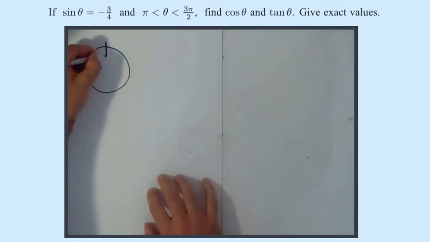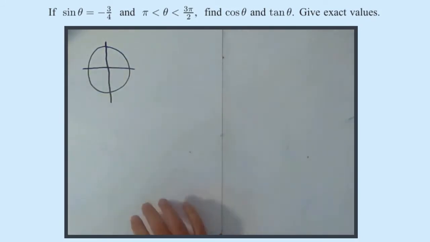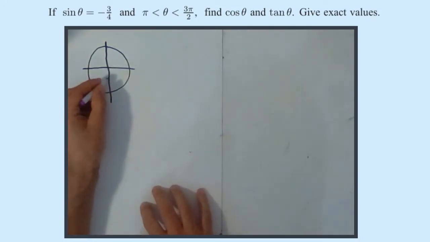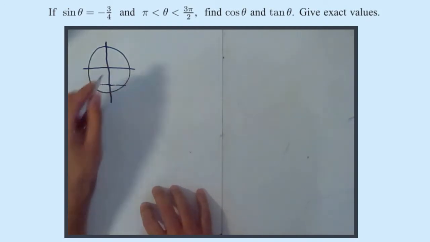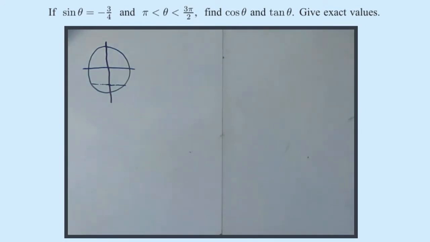Like this. Remember, sine theta is the height. This is -1 down here, so that minus 3/4 is here. So you've got two values there, such that sine theta is minus 3/4, but it does tell us that theta is between pi and 3 pi by 2.